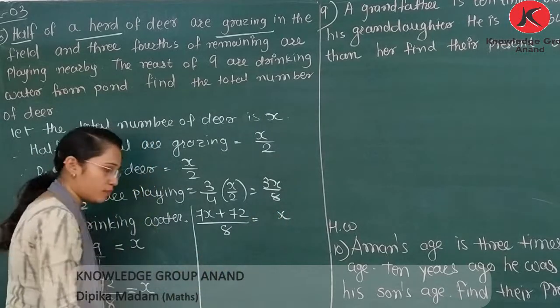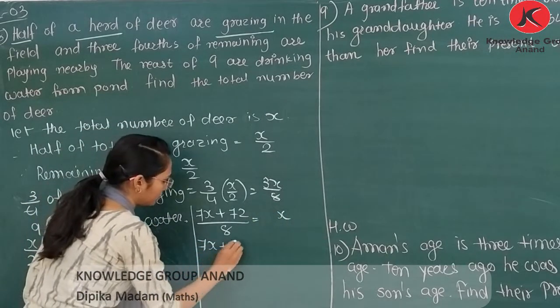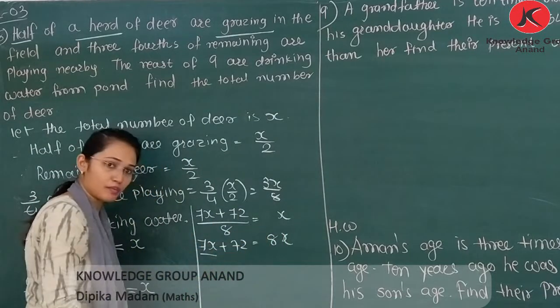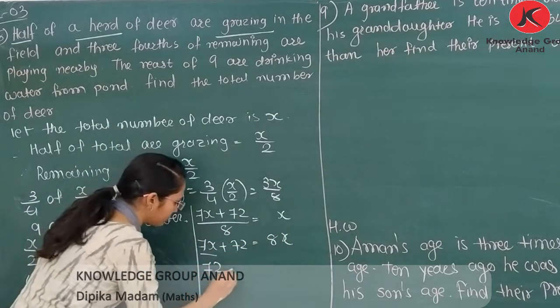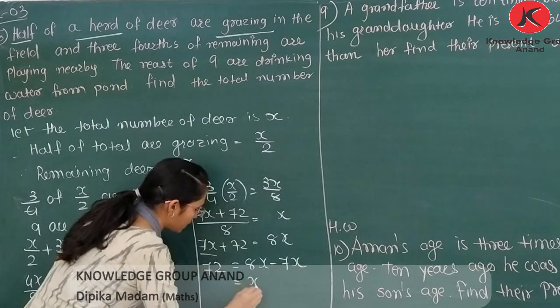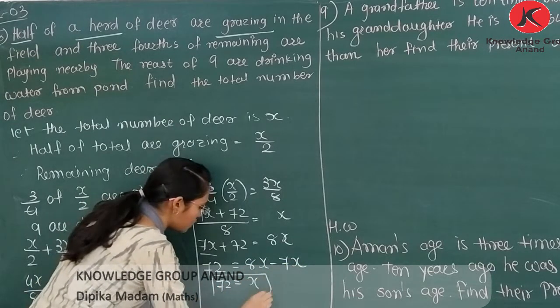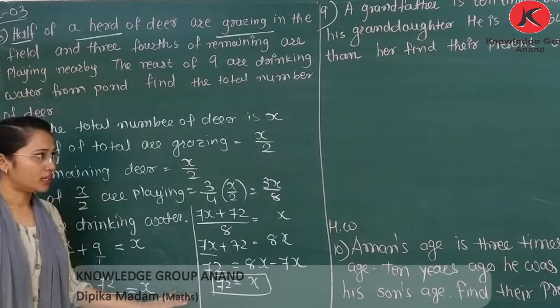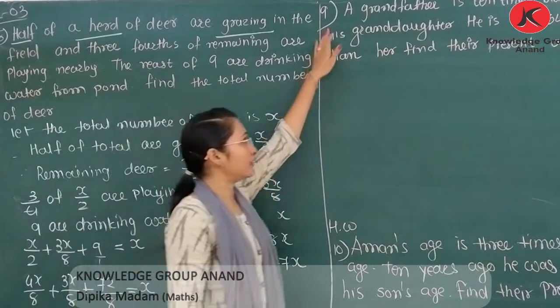Now 8 is in multiplication. 7X on the right side becomes minus 7X. So X is equal to 72. It means the total number of deer is 72. Clear? Now the next one, 9.